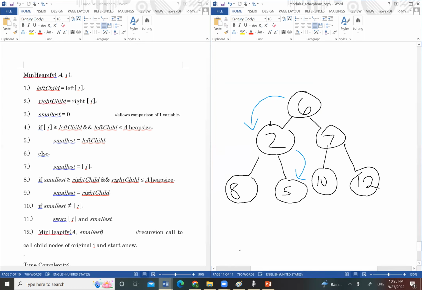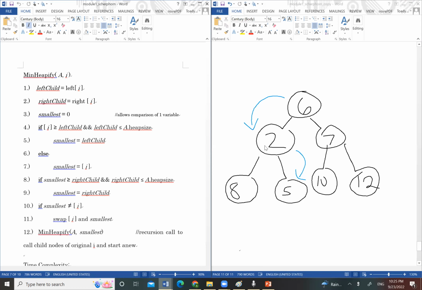So anyway, if I, 6, is greater than 2, which it is, and 2 is within the heap size, then the smallest is now the left child. So right now smallest is 2. We can skip this else because we have decided that the smallest has been assigned the value 2. So if smallest, this 2, is larger than the right child, the 7, then the new smallest would be the right child, but that's not the case. 2 is very much smaller than 7. So the smallest keeps the value 2 at index 2.